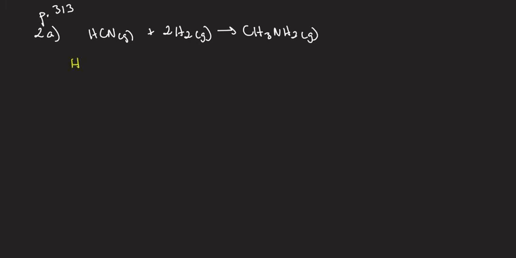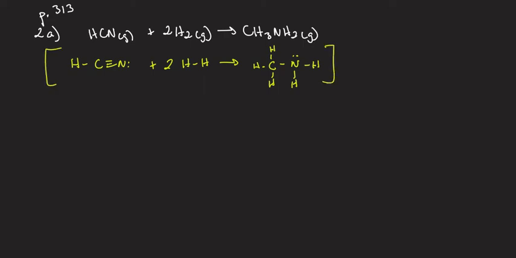Here for hydrogen cyanide, this molecule looks like this. We have one carbon hydrogen bond and one carbon nitrogen triple bond. Then we also have two hydrogen hydrogen bonds. And for our product, the structure looks like this. We have three carbon hydrogen bonds, one carbon nitrogen, and two nitrogen hydrogen bonds. So this is the Lewis structure needed, and we're going to make reference to that when we solve this problem.